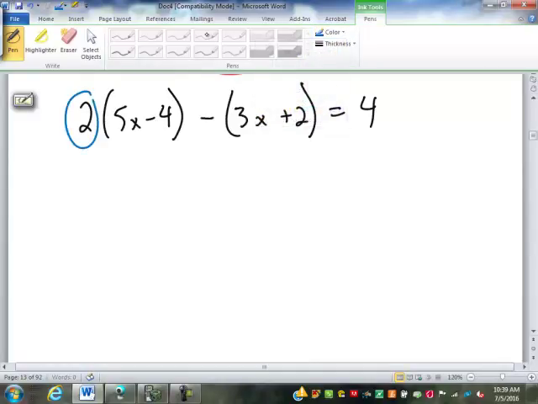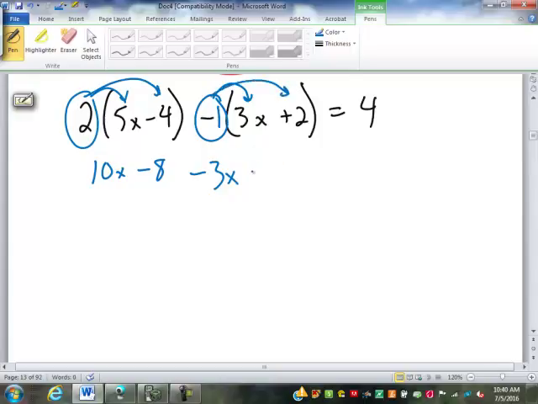The first set of parentheses are multiplied by 2. So 2 times 5x gives 10x. 2 times negative 4, negative 8. Second set of parentheses, what do we have to do? Multiply by a negative 1. Very good. Negative 1 times 3x is negative 3x. Negative 1 times 2, negative 2. And of course this equals 4. What's next?